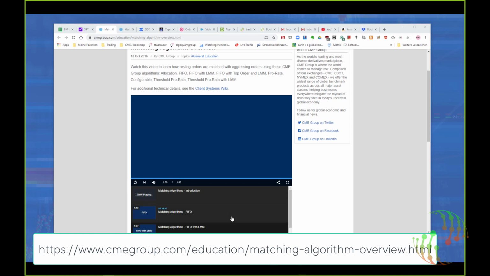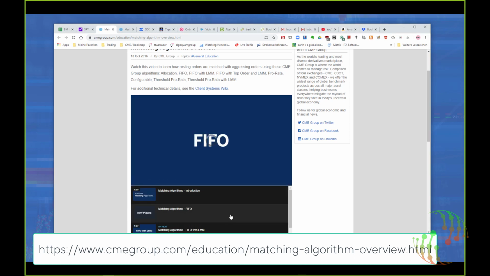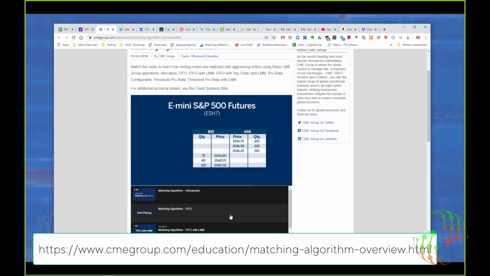Okay, the last one I want just to show here, FIFO. FIFO stands for first in, first out. As the name implies, FIFO allocates by best price and earliest time on the order book. This example uses the E-mini S&P 500 futures contract, which uses the FIFO matching algorithm.